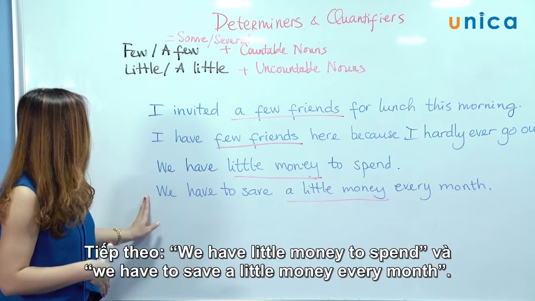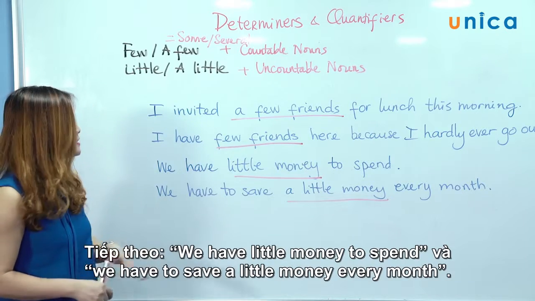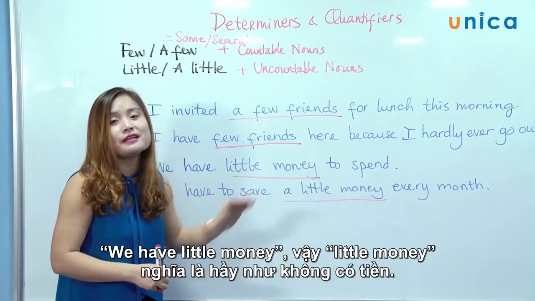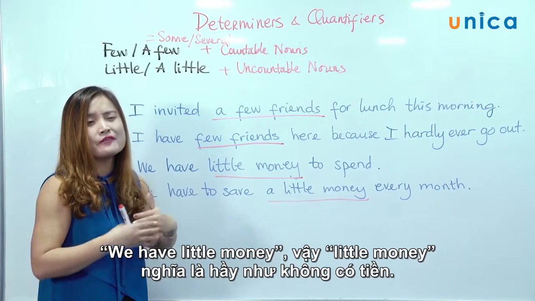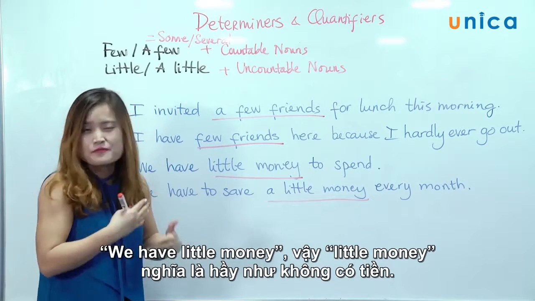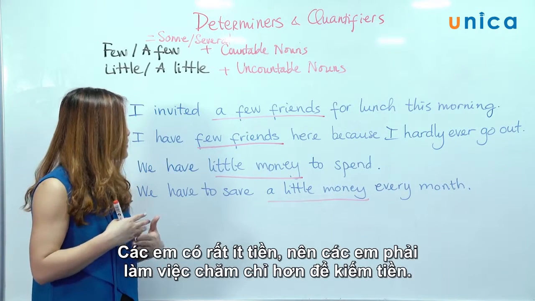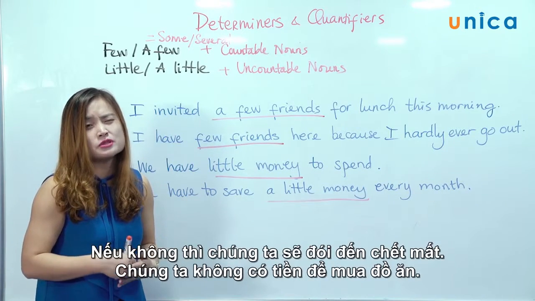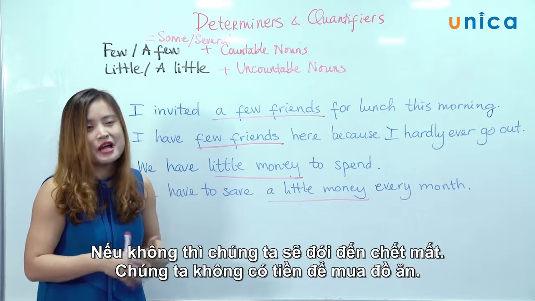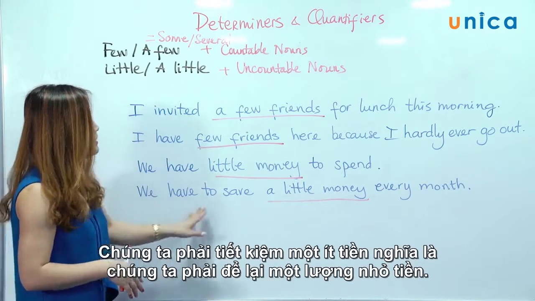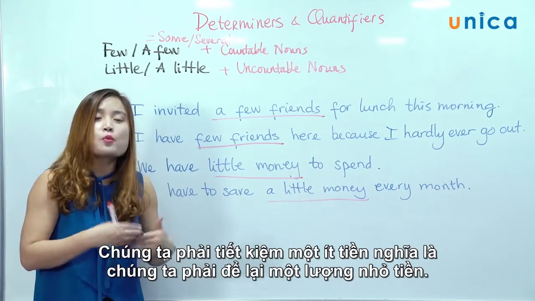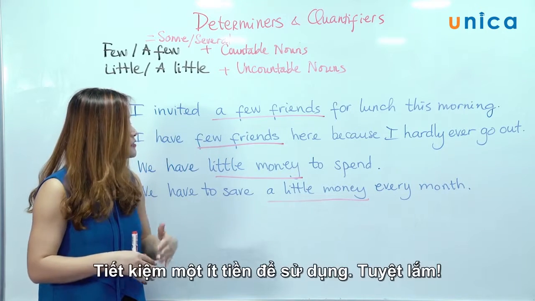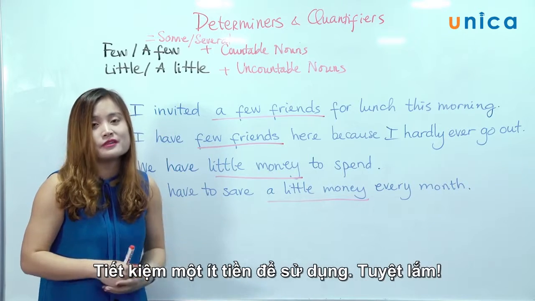And the next one, we have little money to spend and we have to save a little money every month. We have little money. So little money here is like, we have almost, we don't have much money. We just have very little to spend. So we have to work harder to earn money. Otherwise, we will be starved to death. We don't have money to buy food. And we have to save a little money. That means we have to save a small amount of money. We should not spend all our salary, okay? So save a little money, a small amount of money for later use.